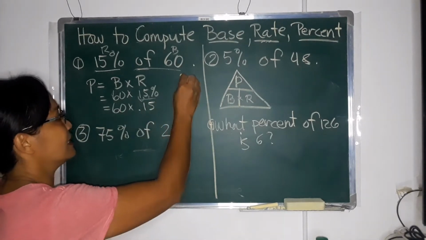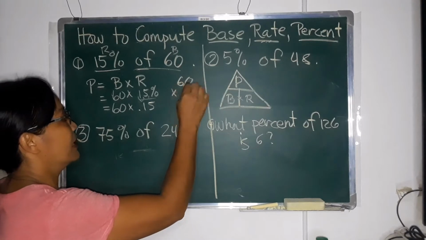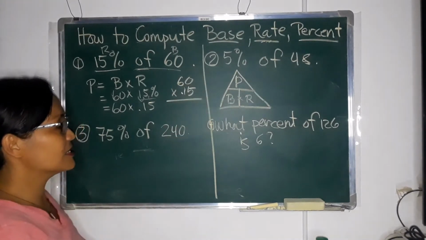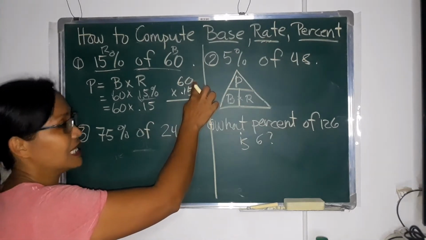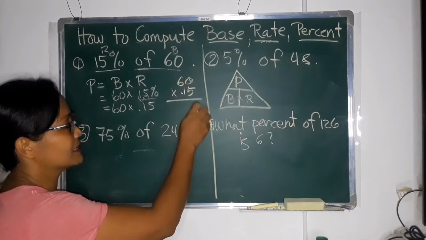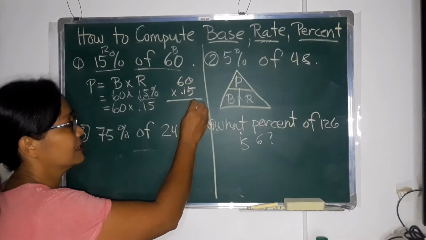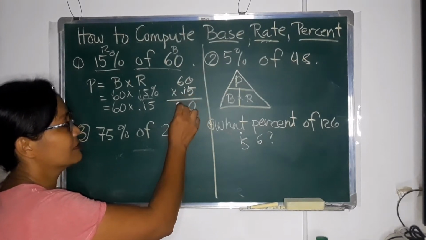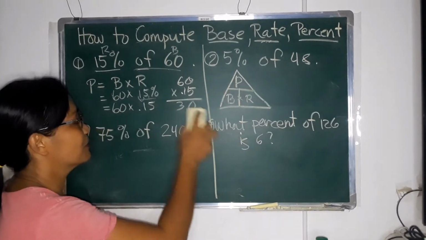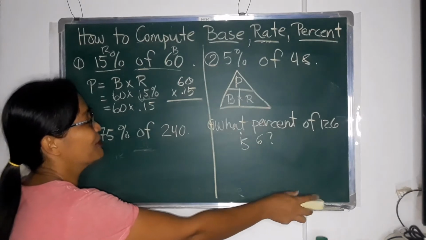So, compute na natin. 60 multiplied by 0.15. Ganito lang siya. Tanggalin na lang si 0 muna. Ang gagawin lang natin ay si 5 times 6. We have 30, carry. Sorry. Okay, palitan natin. Mas maguguluhan kayo. Ulitin natin.